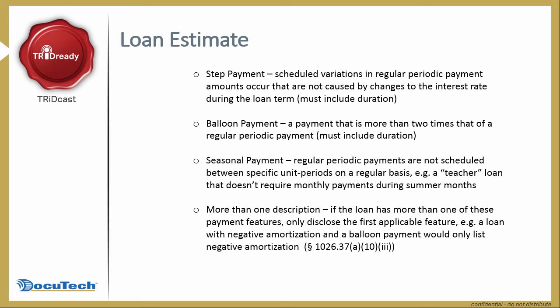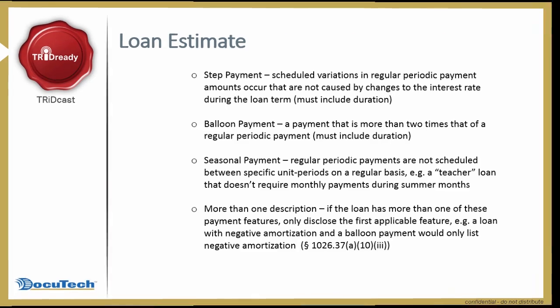One of the things that you need to remember here is that if the loan has more than one of these different payment features, you're only going to disclose the first applicable feature. So if you've got a loan with negative amortization and a balloon payment, you're only going to list the negative amortization because that'll come first, right? Because the balloon payment always comes at the end of the loan. So the next thing that you need to disclose in this product section is the type of interest rate. And Anne-Marie's going to go through how you're going to disclose that on this section of the document.